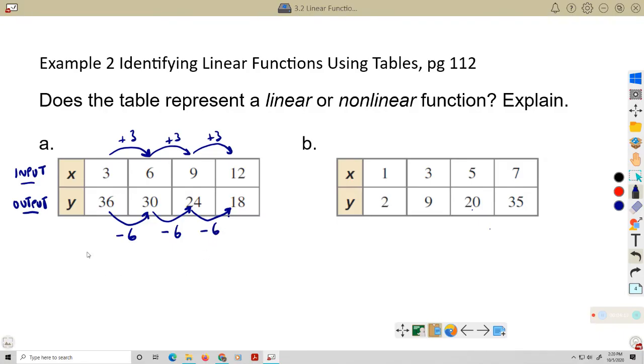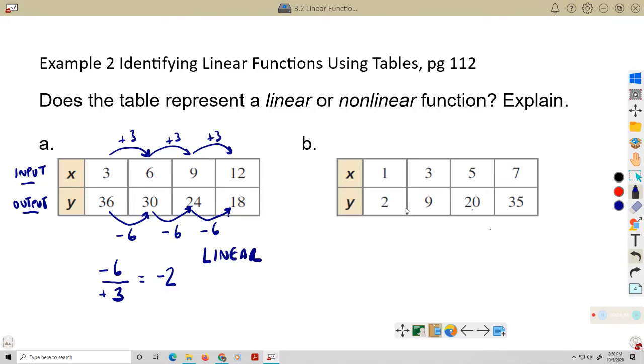When we write these as a ratio, we put the output over the input. We say that there's a negative 6 change in the output for every positive 3 change in the input. So we can simplify this down to negative 2. That's a constant rate of change. All of these are the same. Negative 6 over 3, negative 6 over 3, negative 6 over 3. It's a constant rate of change, so this is indeed linear.